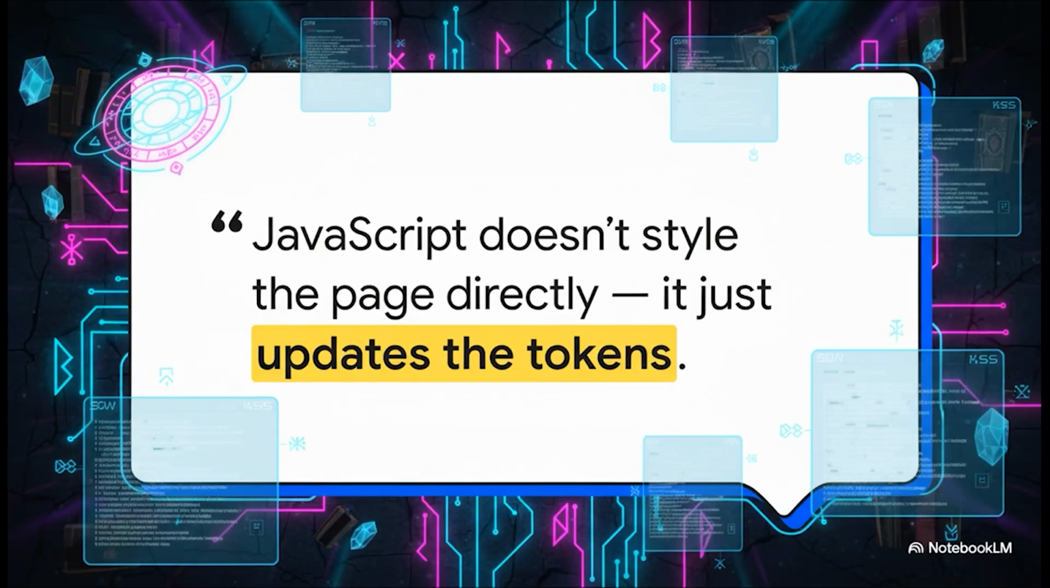Okay, and this is maybe the most important concept to really get. We are not going back to the old days of writing element.style.color = red. No way. Instead, our JavaScript's only job, its only job, is to update the values of our CSS variables. All the styling logic stays right where it belongs, in the CSS. Exactly. JavaScript is the messenger, not the decorator.